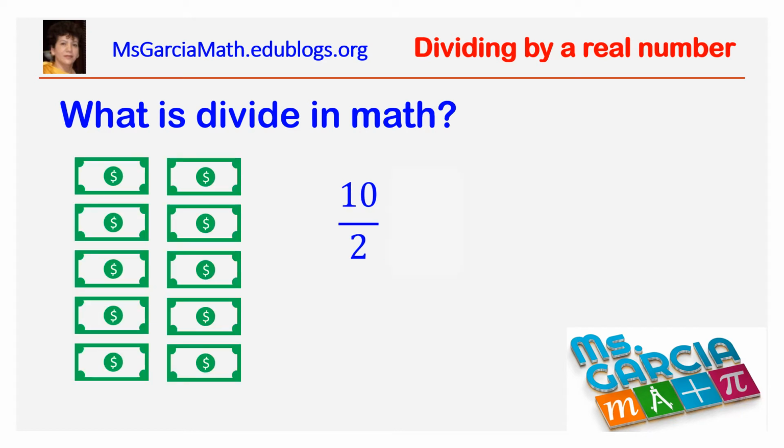Example: My little brother and I found 10 $1 bills on the street. In order to distribute them equally, we need to know what 10 divided by 2 means. One way to think about it is, how many 2s are there in 10? The answer, of course, is 5. Each of the brothers receives $5.